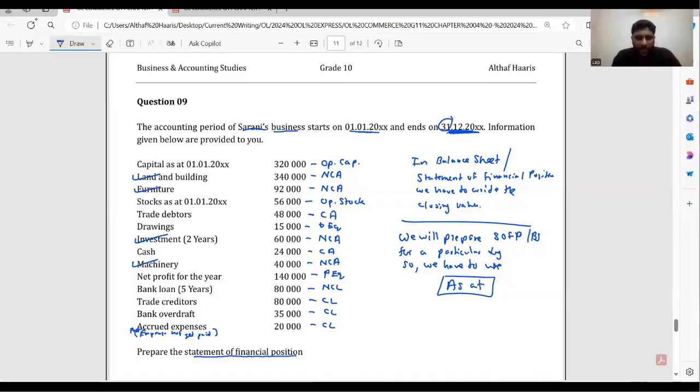Now let's move to the current assets. I think they have mistakenly given this one as the first day. So we have started the business accounting period of Sarani's business. I think this is the 31st December maybe. So let's take it as 31st December and we'll do the calculation. Just change that. So this is not opening stock. This is the closing stock. Closing stock is a current asset.